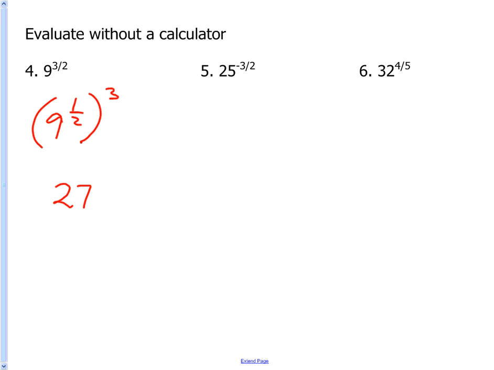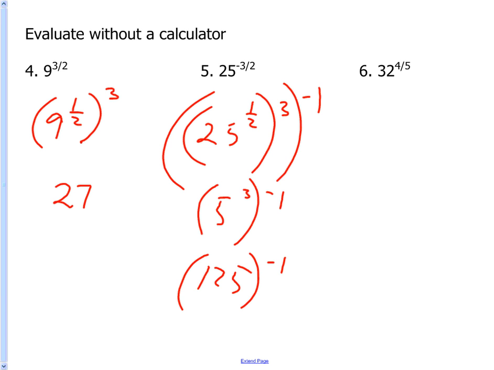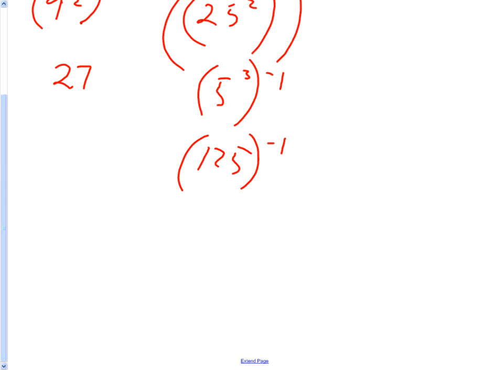And this one, 25 to the 1/2 to the 3 to the -1. Notice I did a triple layer. You don't have to, but that's what I'd do. This would be 5 to the 3rd to the -1, and that would be 125 to the -1. And sometimes people forget and think that makes the answer negative. It does not. What does it do? Flips it, 1 over 125.